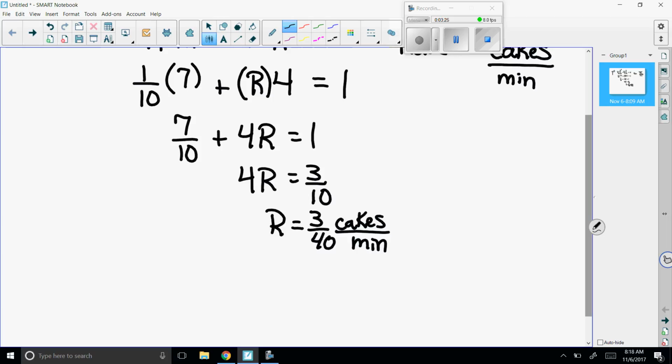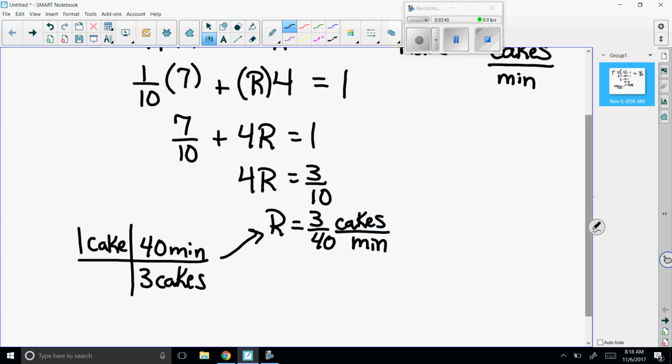You can either think of it as, now they want to know how many minutes per cake, or you can look at it as a unit multiplier. I have 1 cake. I know that I can eat 3 cakes in 40 minutes because that's my rate right there. 3 cakes in 40 minutes. So then the cakes actually cancel, and how long does it take you to eat 1 cake? That's where they're getting the answer of 40/3 minutes. Or if you want to divide that, it's 13 1/3 minutes to eat 1 cake. But they just leave the answer as 40/3 minutes.